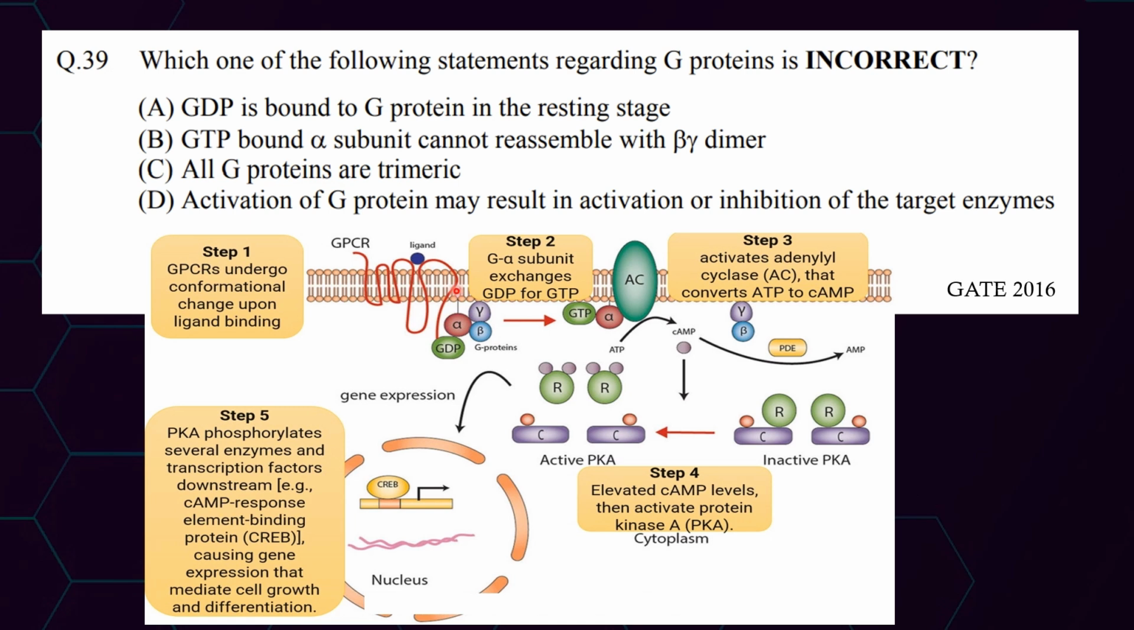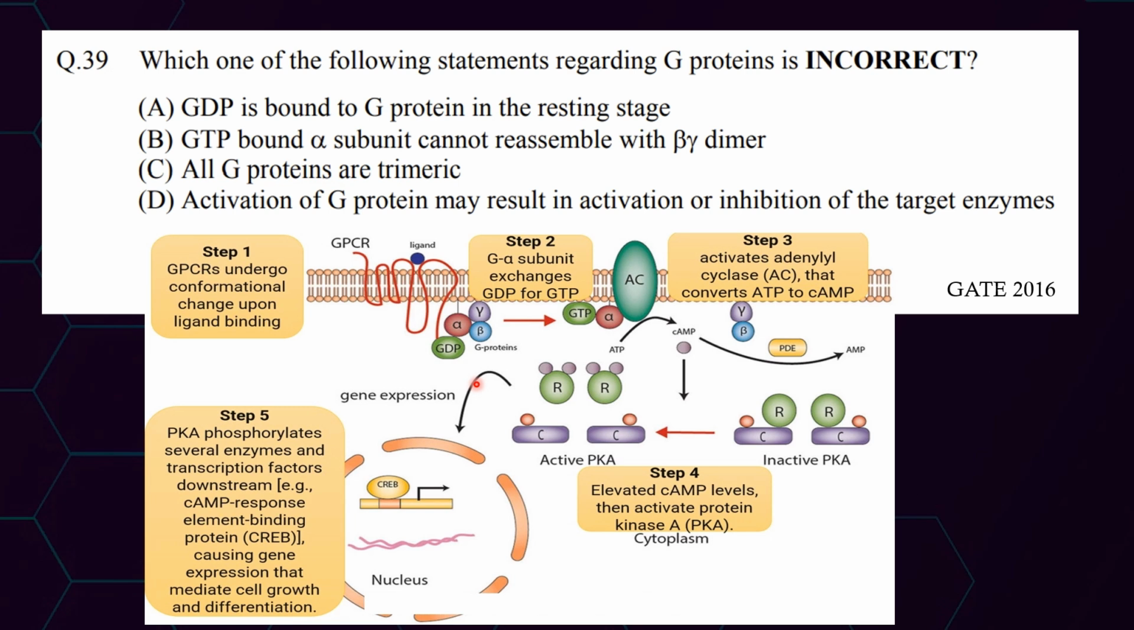Once the ligand is bound, the G alpha subunit exchanges GDP for GTP. And once this exchange has happened, the GTP bound alpha subunit cannot reassemble. So the gamma and beta dimer is removed, and if you could see here, this beta gamma dimer is removed. Now it cannot reassemble with the beta gamma dimer once it is bound to GTP. It will always reassemble with them if this GTP is converted back to GDP. So the second statement is also correct.